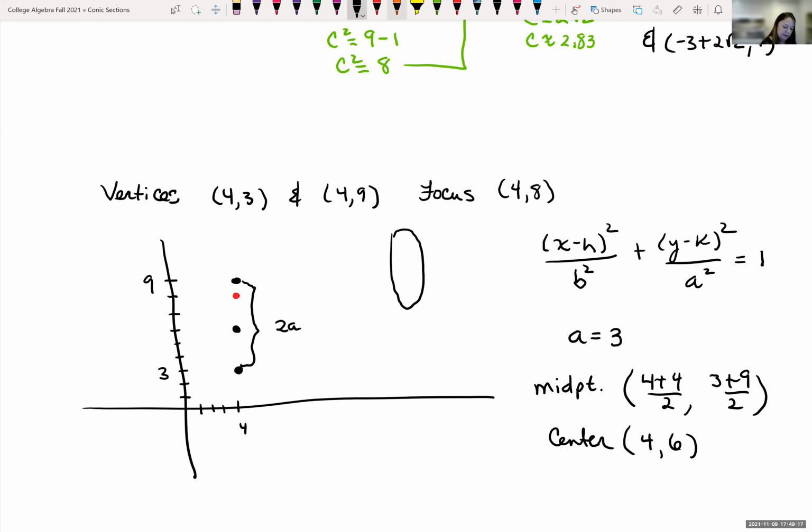So we know what h is. We know what k is. We know what a is. All we need to figure out is what b is. And so we have a little bit more information to figure that out. We know the foci, that distance is c. So right here, this distance is c. And so going from the center, which we know is the y value of 6, up to a y value of 8 to get to that focus, this length c, I know now is 2.